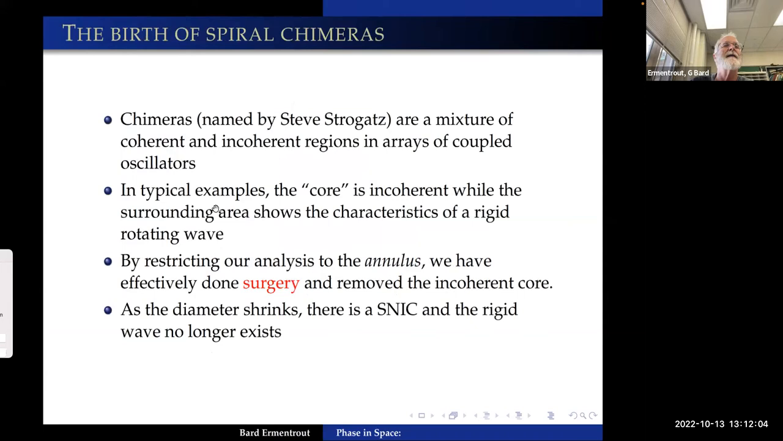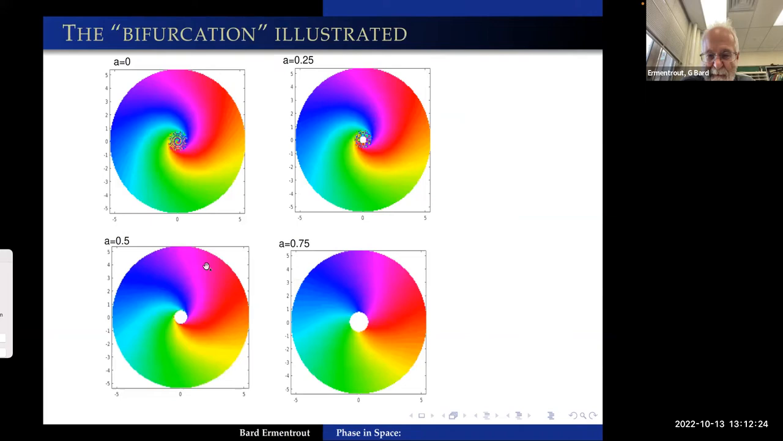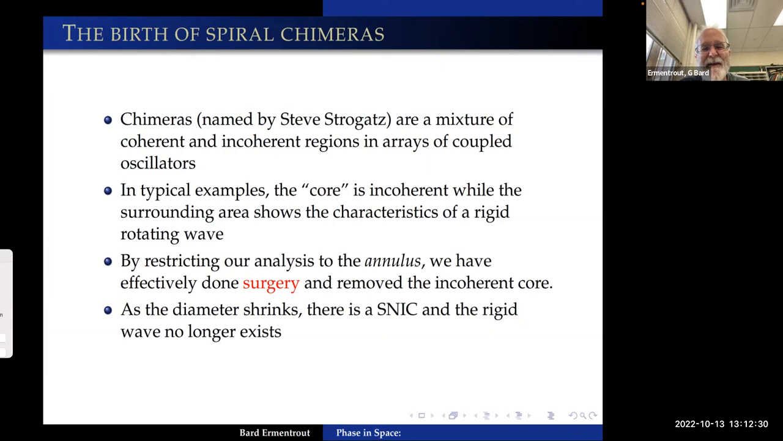Chimeras were named by Steve Strogatz. They're a mixture of coherent and incoherent regions in arrays of coupled oscillators. In typical examples, the core is incoherent while the surrounding area shows characteristics of a rigid rotating wave. By restricting our analysis to the annulus, what we've effectively done is surgery, and we remove the incoherent core. However, as we put that core back, there's a SNIC, a saddle node infinite cycle, and the rigid wave no longer exists.